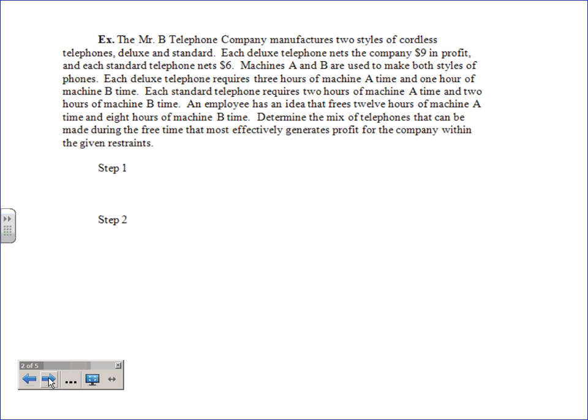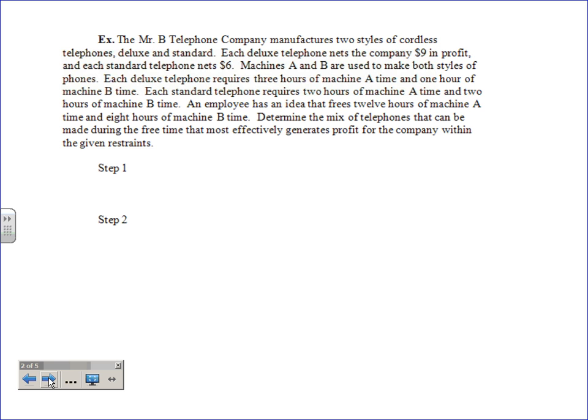So what I like to do is obviously you take a look at the problem. Is that the first one you have? Yeah? Okay. So I got a telephone company. I can make 2 types of cordless phones, deluxe and standard. Each deluxe telephone gets me $9 profit, and each standard phone is $6 profit. But the problem is I have 2 completely separate machines that I have to send them through. Maybe one gets the circuit boards together, maybe one puts the shell on or something like that. I need to send both styles through both machines.